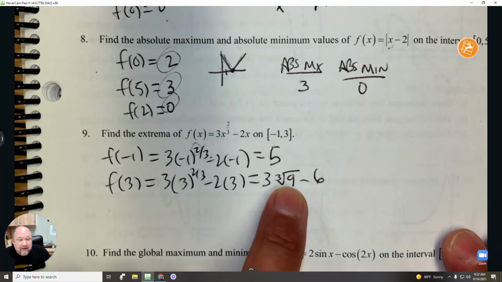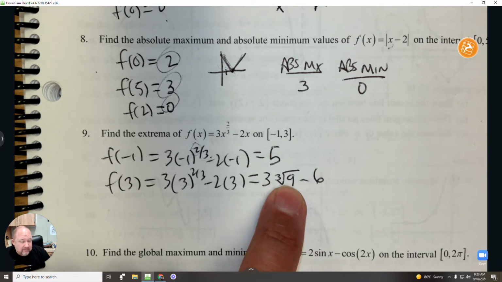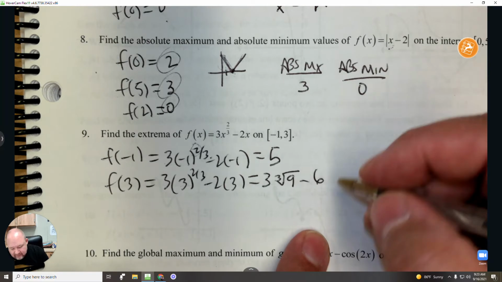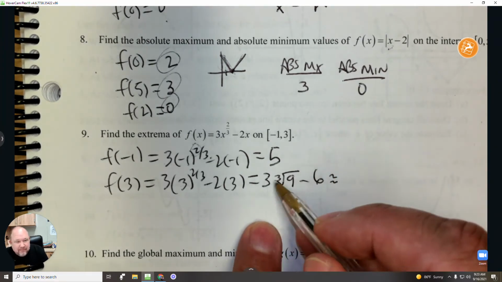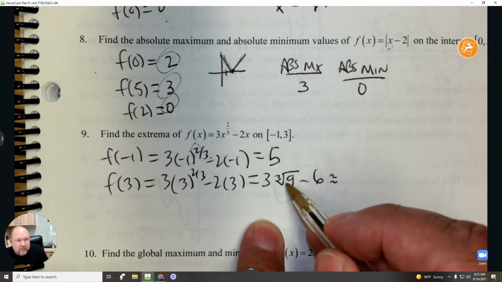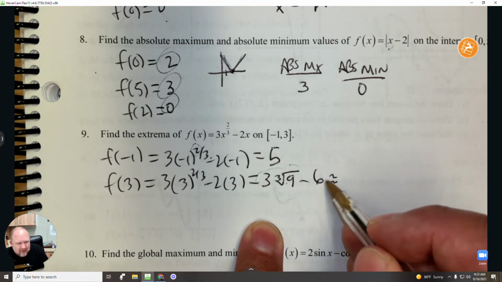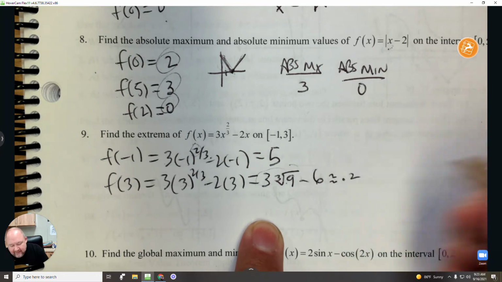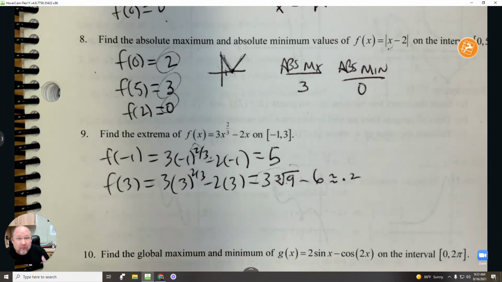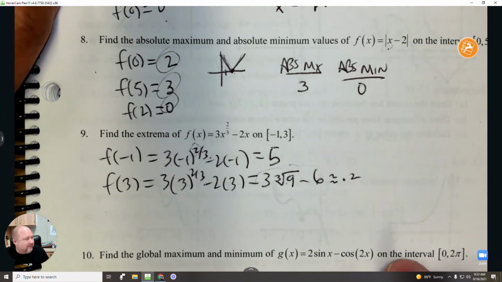So the cube root of 8, go to something you know, is 2. So 3 times 2 is 6. So 6 take away 6. So it's a little bit bigger than that because the cube root of 9 is a little bit larger than the cube root of 8. So this is a little bit larger than this. If I was going to estimate it, it's a little bit bigger than 0, just to have an idea of that, estimating that number.